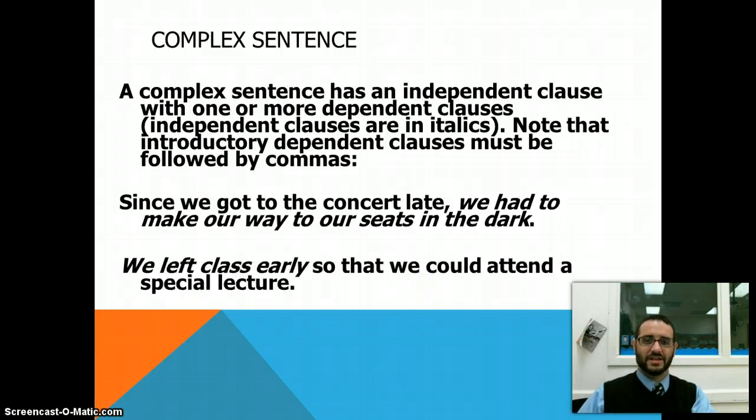In contrast, if your independent clause is at the beginning of your sentence, then you do not need a comma. We left class early so that we could attend a special lecture. So if you go to the part before so, we left class early. That is an independent clause. So that we could attend a special lecture is a dependent clause. And that would make it a complex sentence, but you don't need the comma.